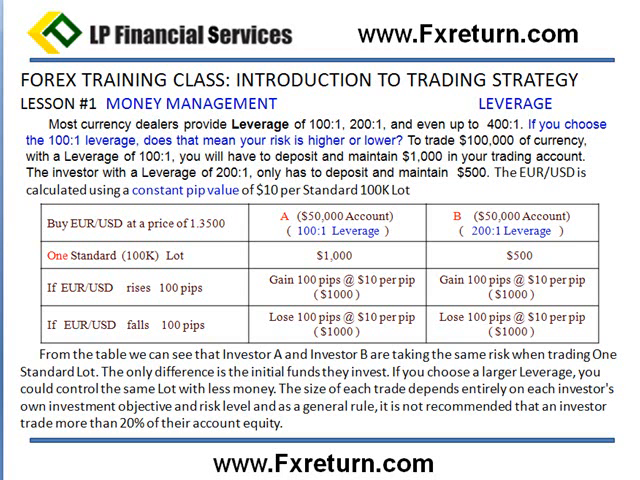The Euro USD is calculated using a constant pip value of $10 per standard 100K lot. So if we both put a trade on, investor A and investor B, and they buy Euro at a price of 1.3500, the investor with 100 to 1 leverage to control one standard $100,000 lot would have to put up $1,000 because it's a $100,000 lot, and 100 to 1 leverage will let you control that lot.